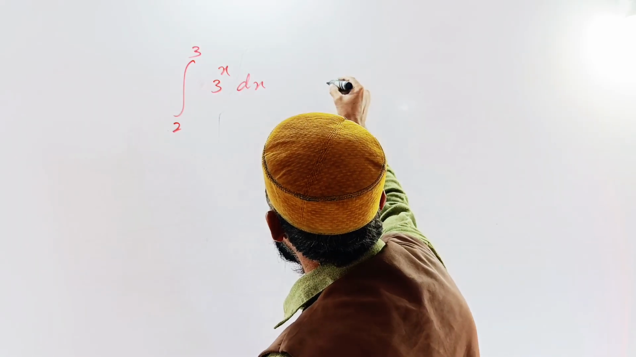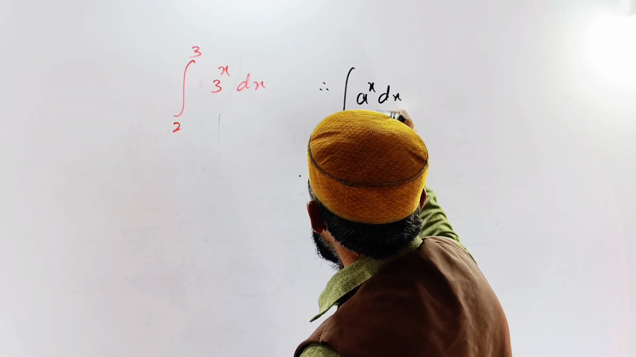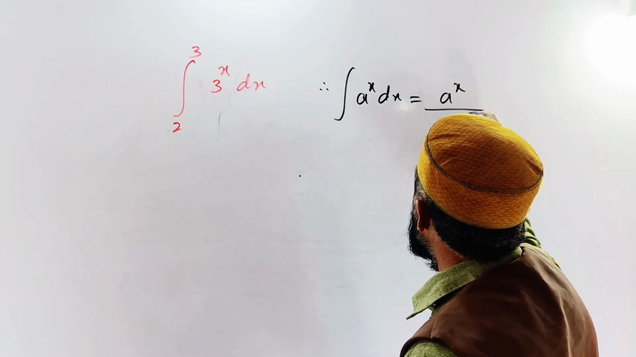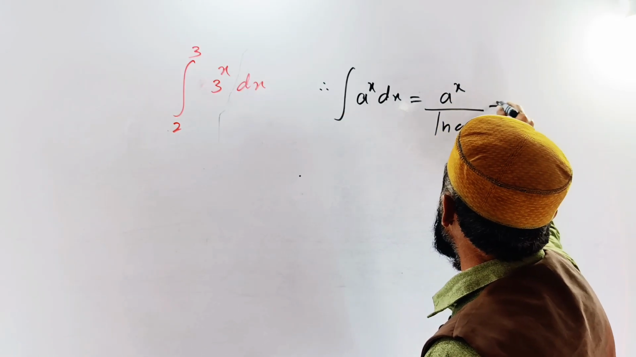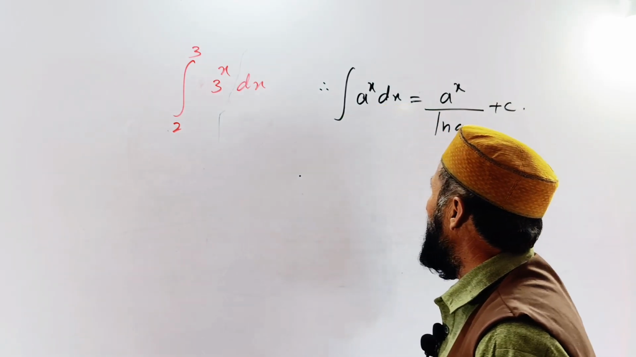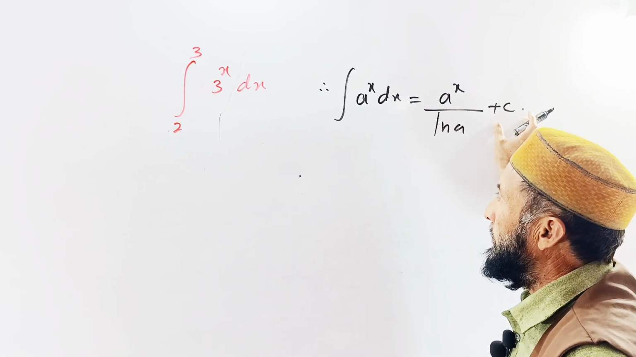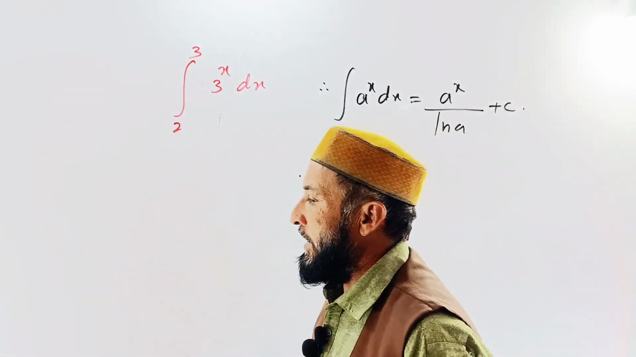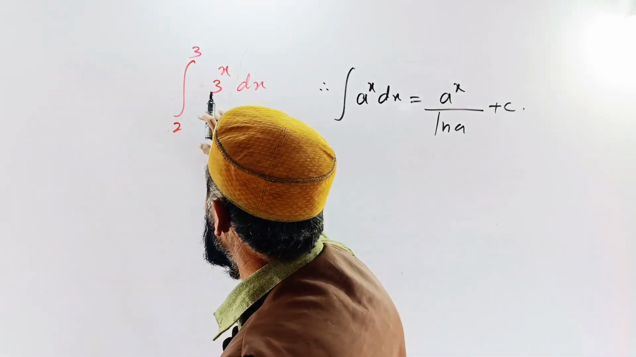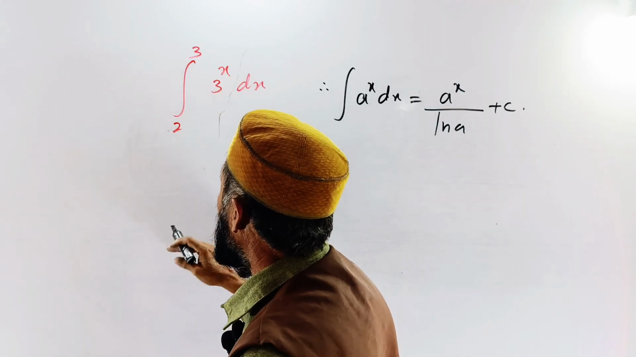According to the formula, as we know, first of all we write the formula: integration of a^x dx is equal to a exponent of x divided by log of a plus c, where the limit is not given, so we put the constant value plus c. But here it is a definite integral, where limits are given, so we do not put c.